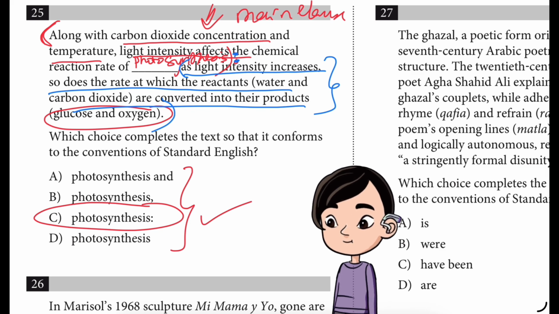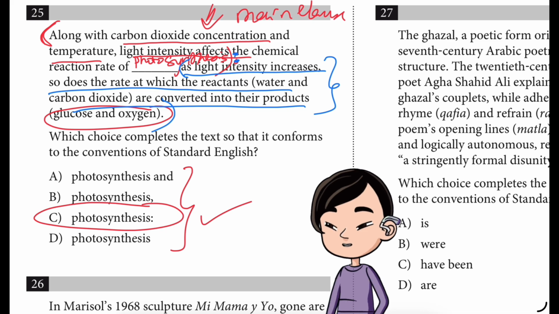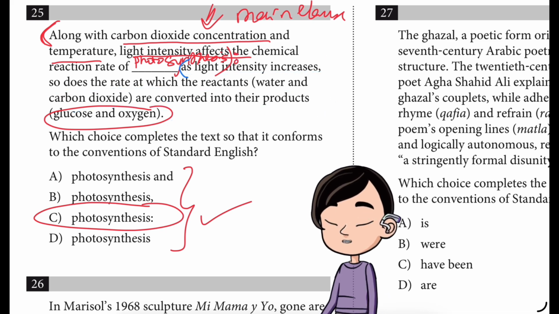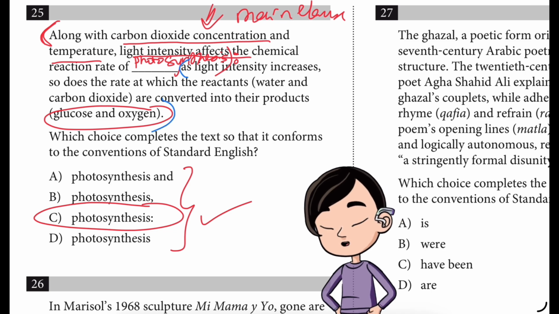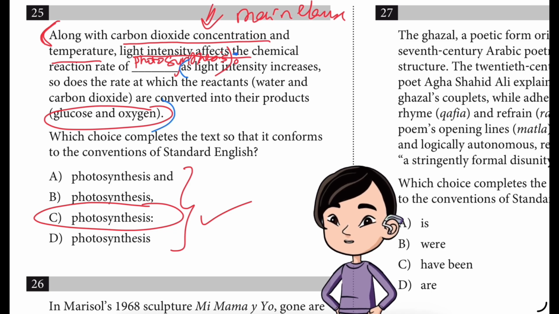Choice D is incorrect because it results in a run-on sentence. The two main clauses, along with water and carbon dioxide, and, as light reaches plants, it produces and releases oxygen, are fused without punctuation and/or a conjunction.